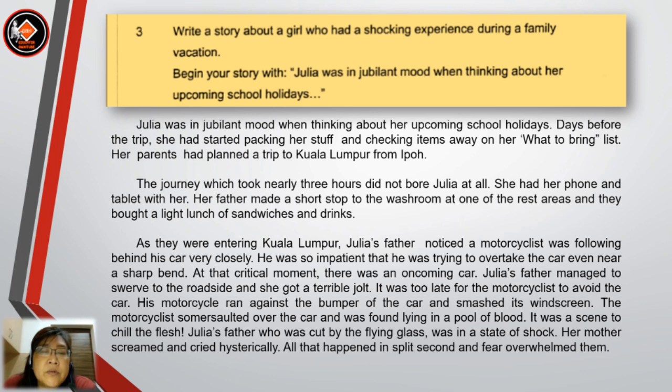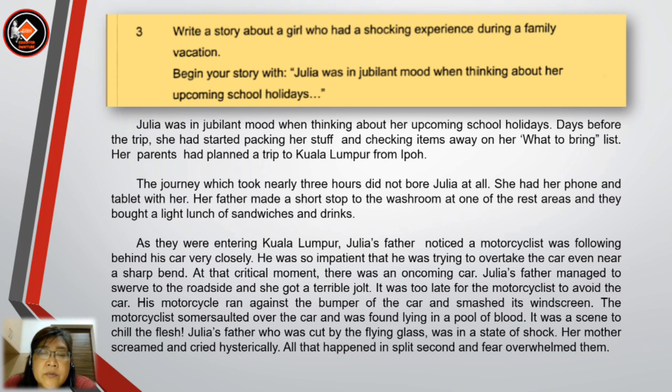Her father made a short stop to the washroom at one of the rest areas and they bought a light lunch of sandwiches and drinks. As they were entering Kuala Lumpur, Julia's father noticed a motorcyclist was following behind his car very closely. He was so impatient that he was trying to overtake the car even near a sharp bend. At that critical moment, there was an oncoming car.